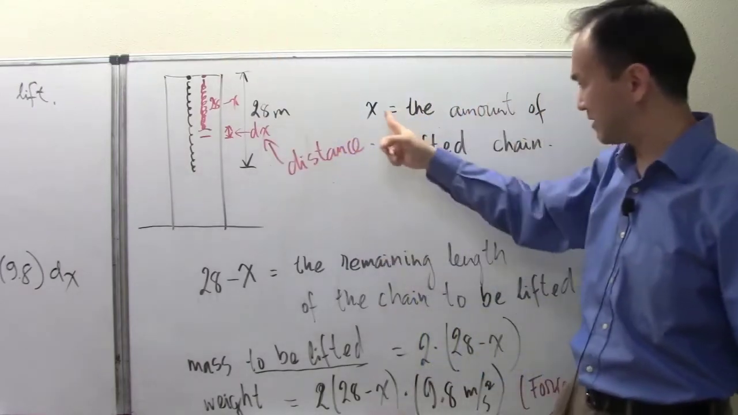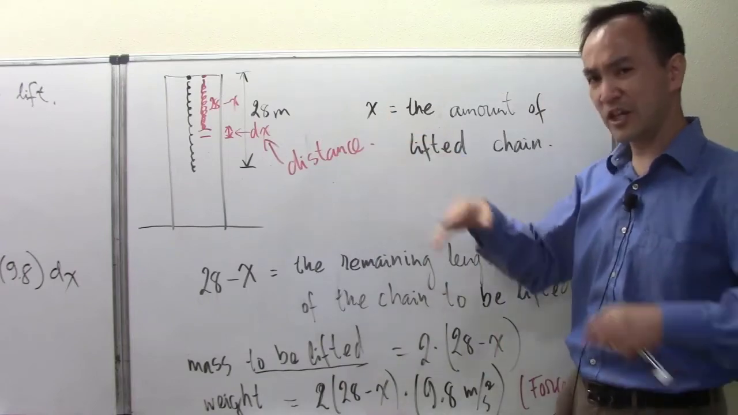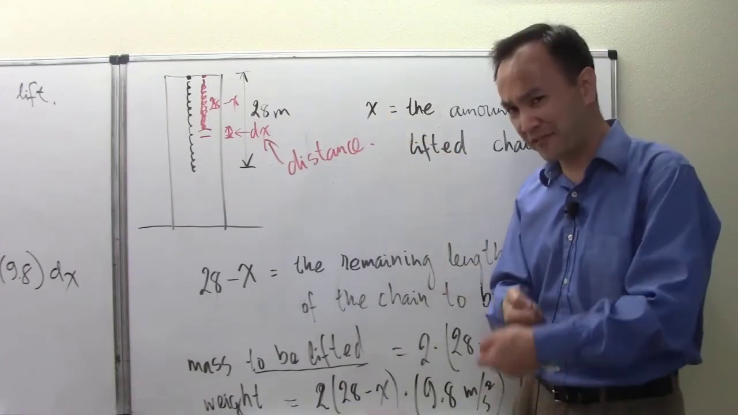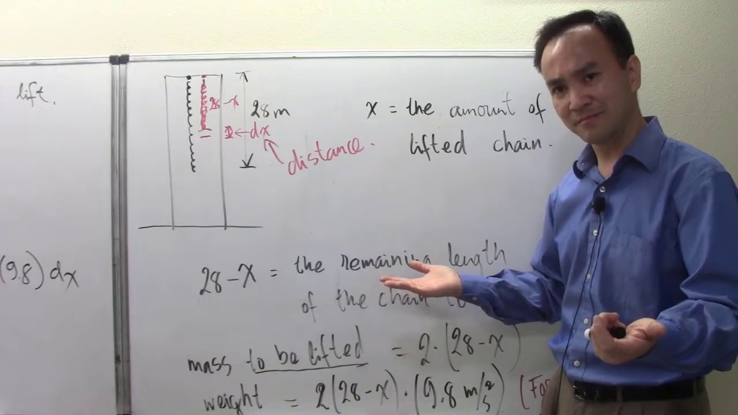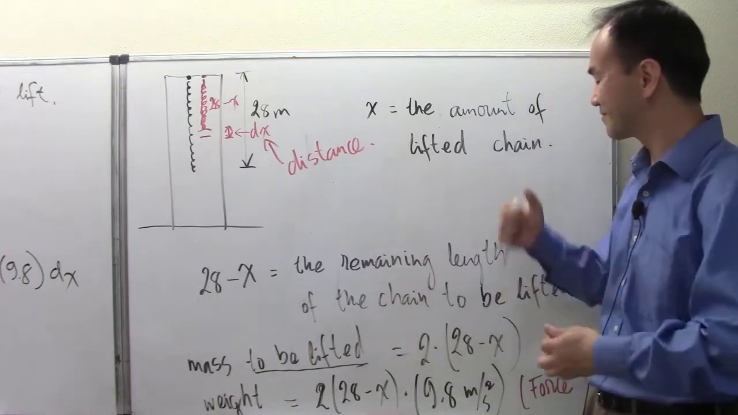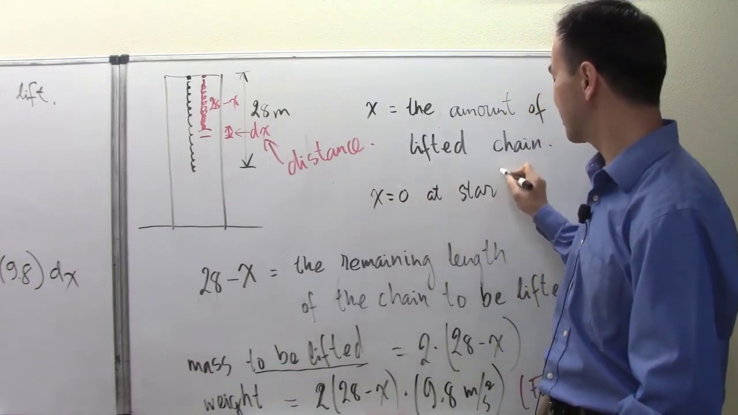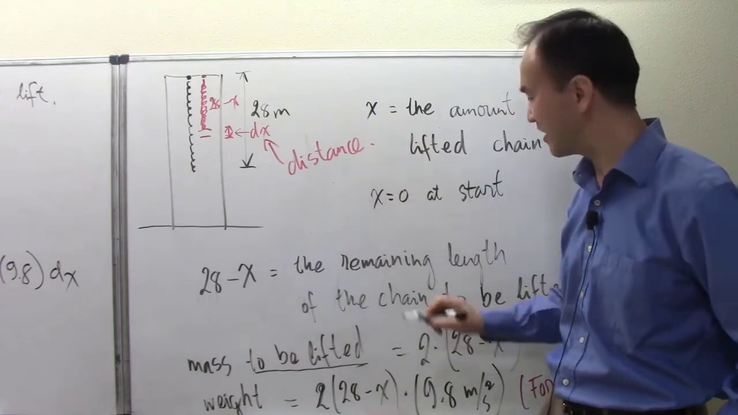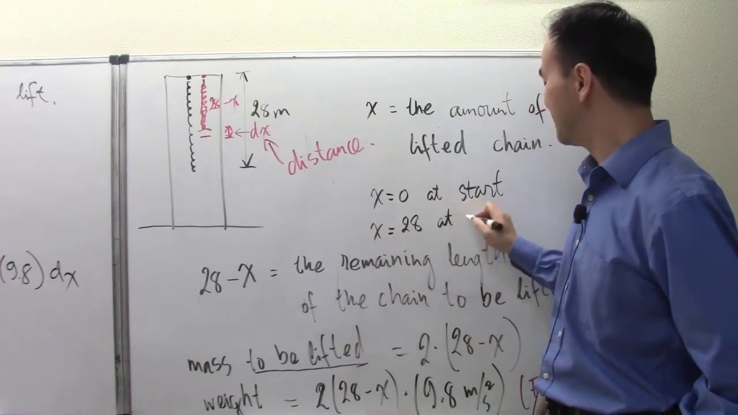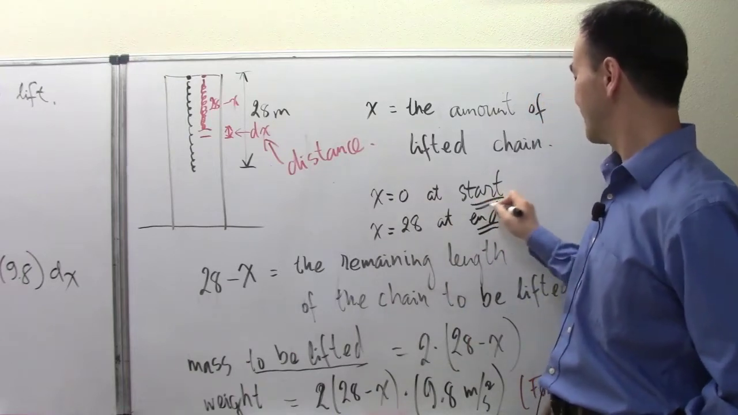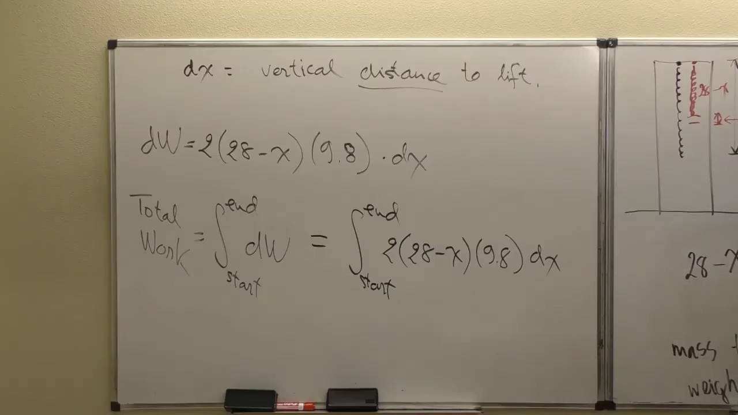But once we define the variable as x right here, the accumulation happens when we first started out at that very initial moment. Then we got 0 amount of chain being lifted. So x equals 0 at start. That's how we understand it, right out from this definition. And then x equals 28 once we're completely done, at the end. That's how. Now we can take that and bring it into our integral setup right here.